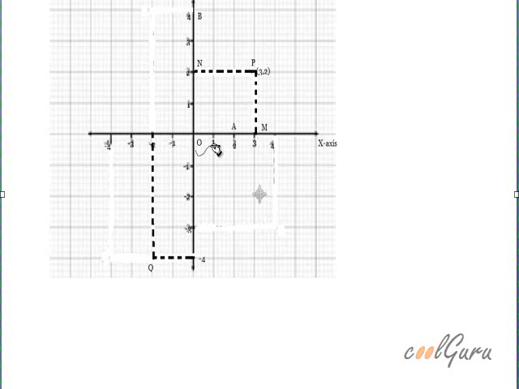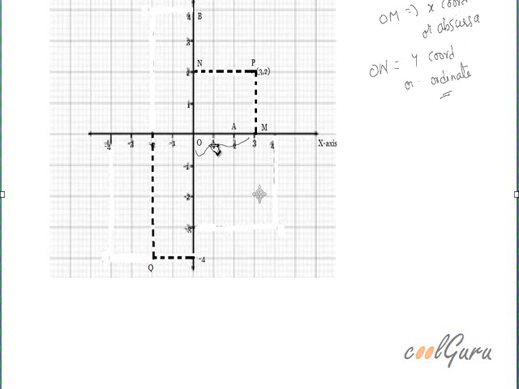Then this distance OM, this is called the x coordinate or abscissa, and similarly this distance ON, this is called the y coordinate or simply the ordinate of a point.